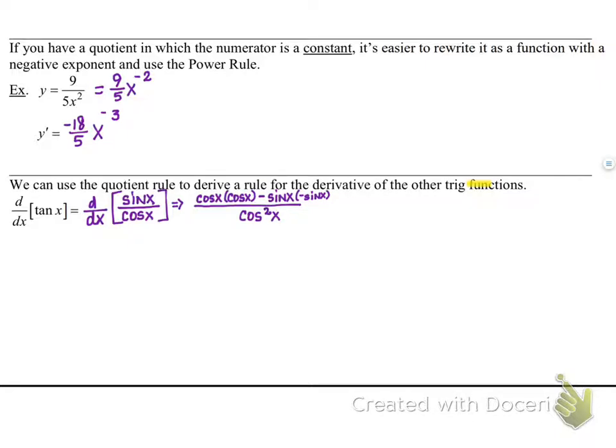Then we use the quotient rule for the derivative of the tangent. And we're going to get the derivative low, d high minus high, d low, all over low squared.